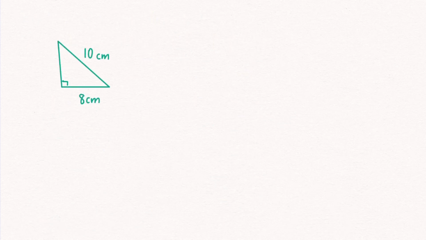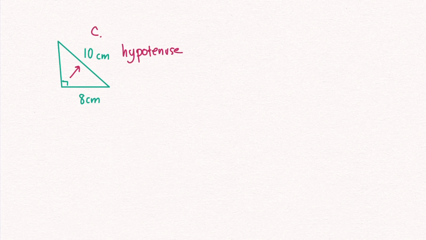Let's solve a few more questions together. So in this triangle, we're looking for the unknown side, the one that does not have the length indicated. So we're looking for this length over here. Another side is 8 centimeters long and the other side is 10 centimeters long. So first step is to identify which one is the hypotenuse. Hypotenuse is opposite to the right angle, so we know that this 10 centimeter side is the hypotenuse.